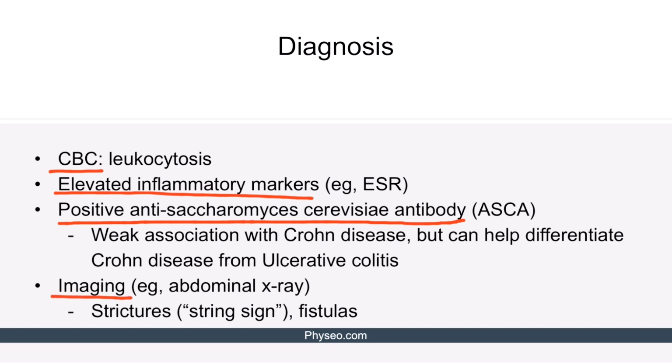Imaging, such as an abdominal X-ray, is often ordered. The two common findings are strictures and fistulas. A stricture means there is a narrowing of the lumen of the bowel wall. This is often referred to as a string sign when seen on fluoroscopy using a radiocontrast dye. A fistula is an abnormal connection between two or more epithelialized hollow spaces or organs.